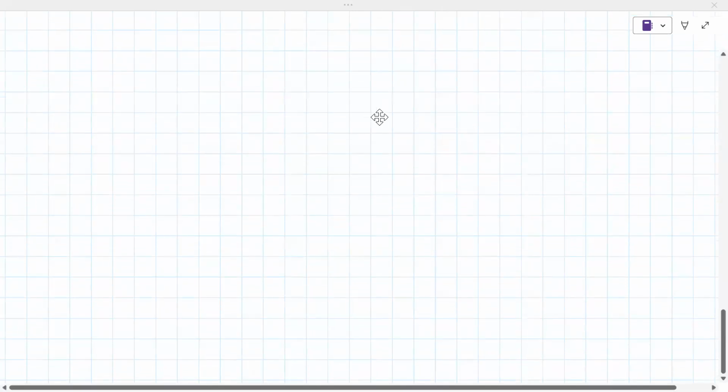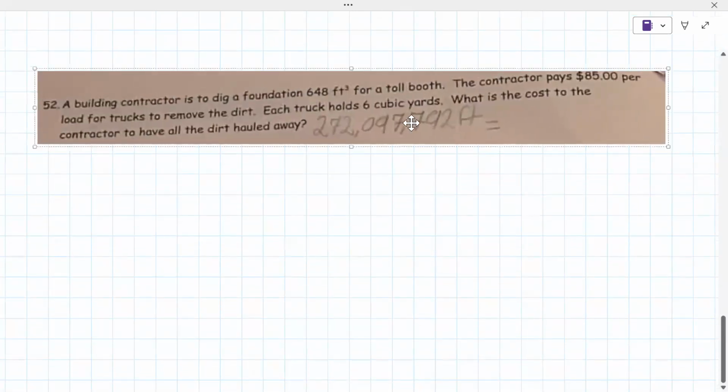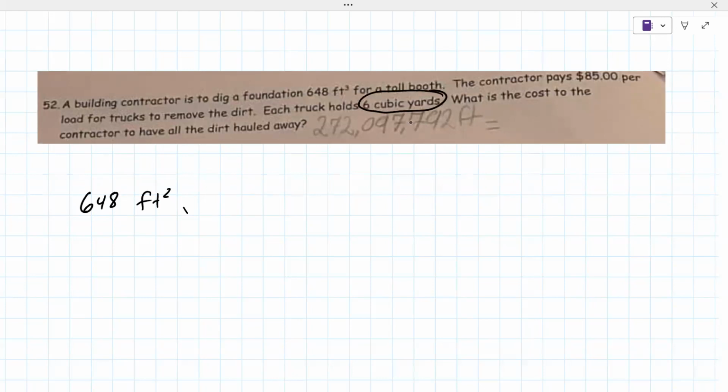And then this one, I multiplied 648 three times, and that's how I got that big number. And then I got confused. Yeah, so you start with the feet squared and we know that the truck holds 6 cubic yards. So we need to get to, or it's feet cubed, not feet squared. Yeah, thank you.